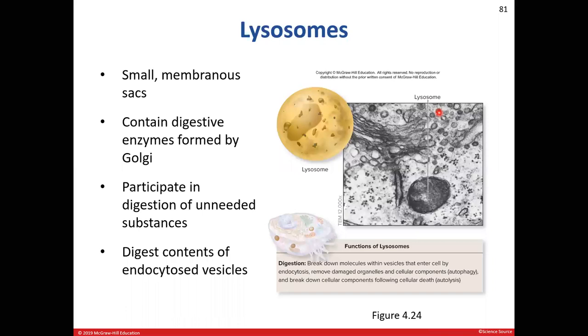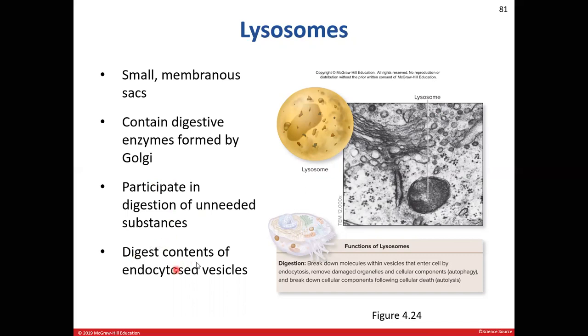Our next one is a lysosome. Remember these are our membranous organelles, and lysosomes are small membranous sacs. We talked about this earlier when we talked about transportation, things like transcytosis, exocytosis, endocytosis. We talked about the lysosomes as they are a part of this process. What lysosomes do is they contain digestive enzymes that are formed by the Golgi. These digestive enzymes basically come in and help to break down substances. So they're actually going to participate in the digestion of unneeded substances.